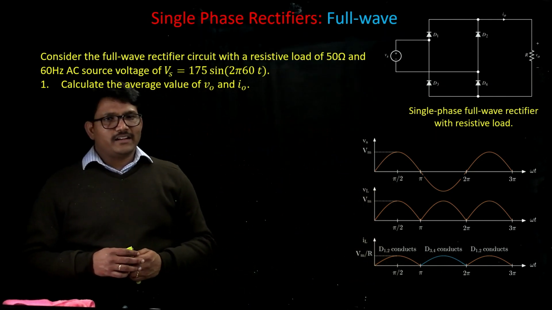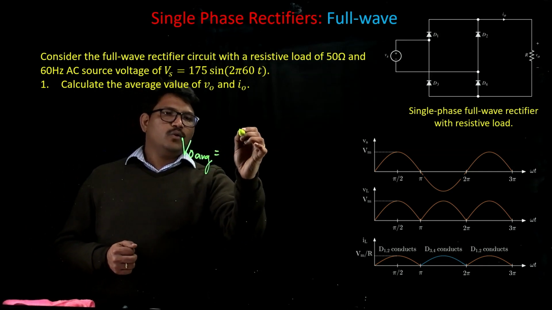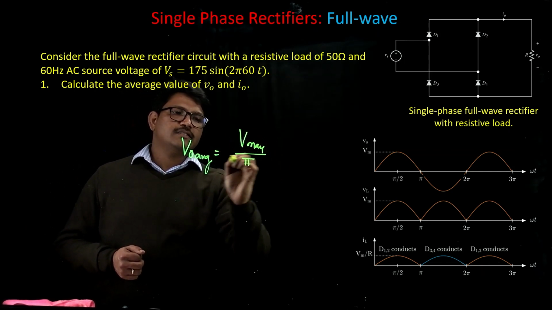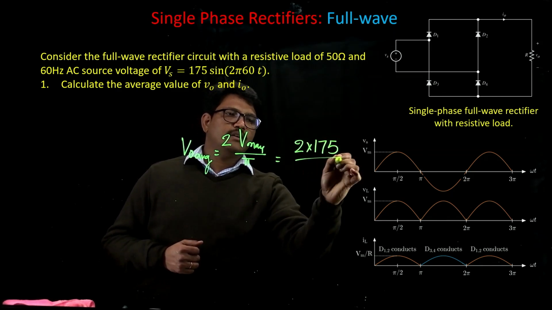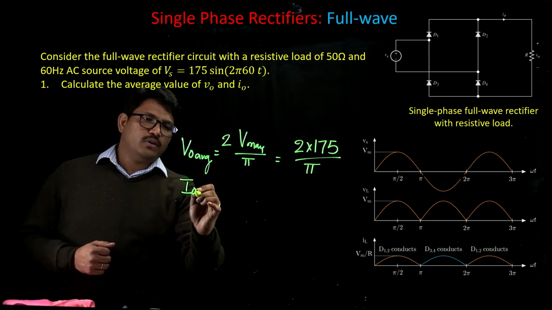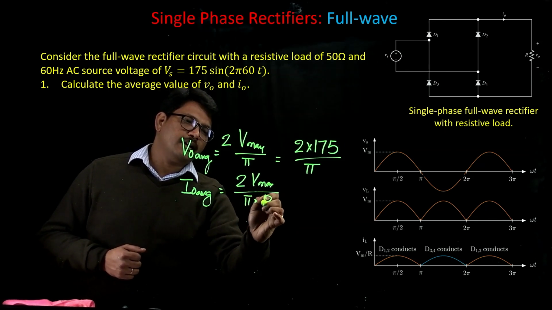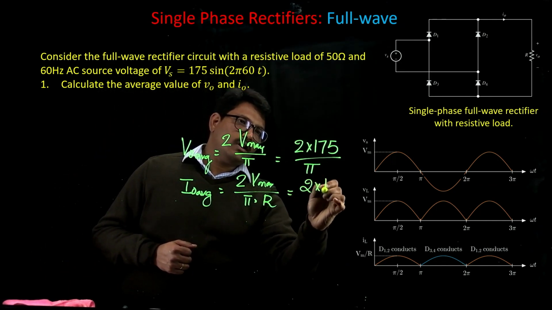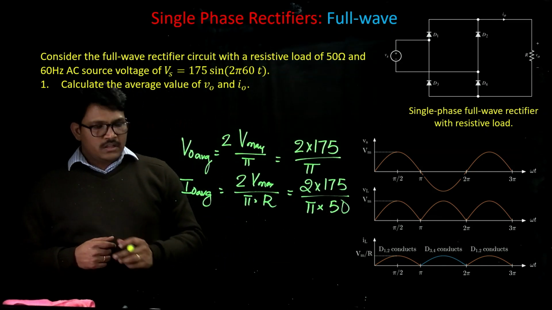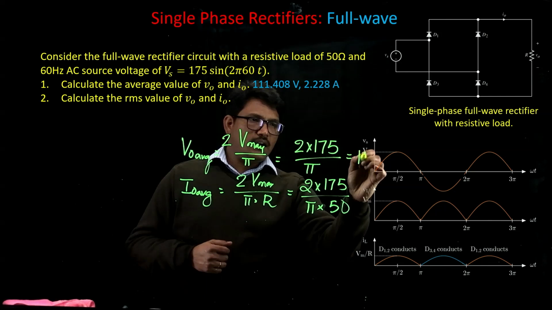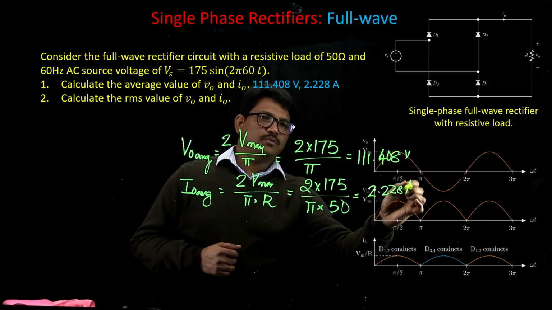For now, to calculate the average output voltage, V0 average is Vmax upon pi. Since it's a full wave rectifier, it will be 2 times Vmax by pi, where Vmax is 175. The output current average is going to be 2 Vmax by pi multiplied by resistance in the denominator, so 2 times 175 upon pi times the load resistance of 50 ohm. If you calculate these numbers, you'll get 111.408 volts, and the current is going to be 2.228 amps.